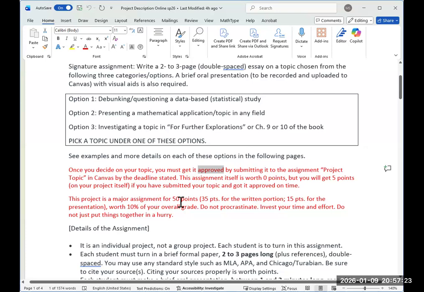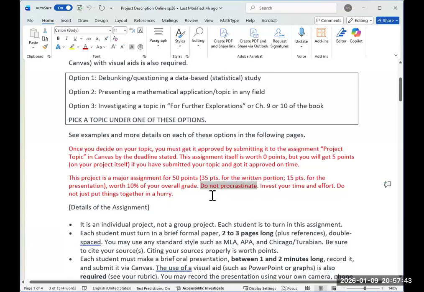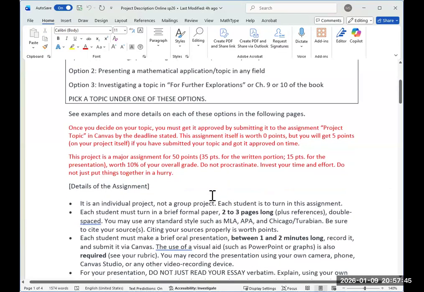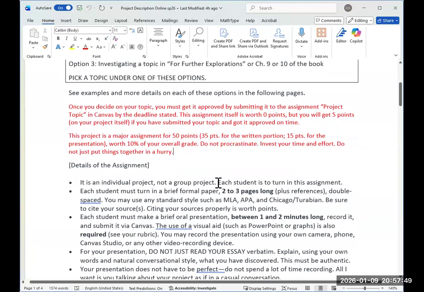Now, the project is a major assignment. It's worth 50 points, 35 for the essay, the written part, and then 15 points for the presentation. And in total, it's going to be worth 10% of your overall grade. Do not procrastinate, okay? Don't put it off until the last minute. This is not something you can put together in an hour or two, or not even in a day, okay? So make sure you spend enough time on this project.